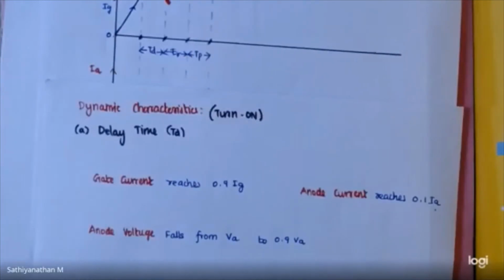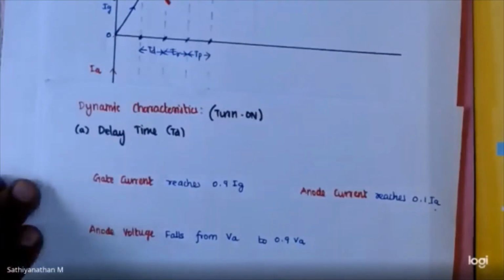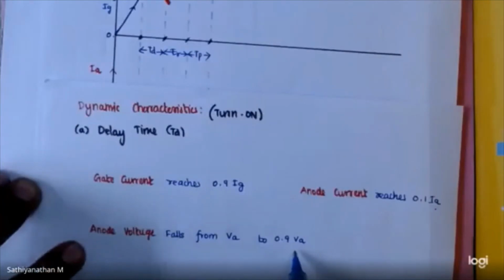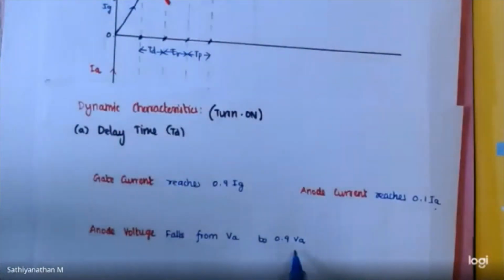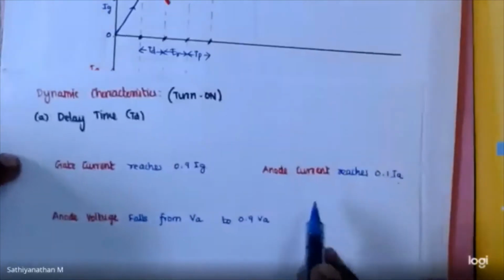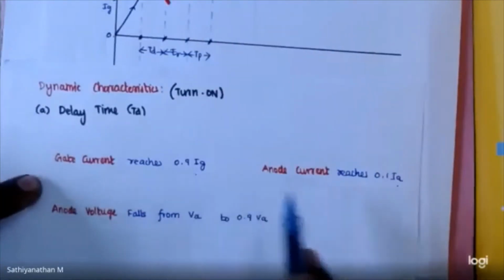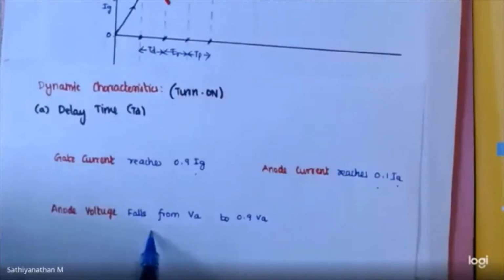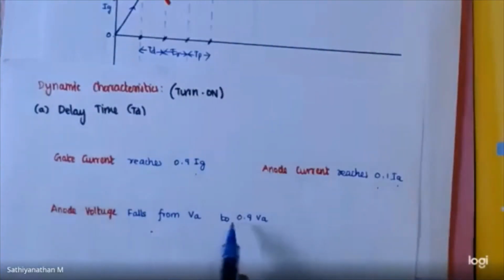So the time taken by an SCR to fall from the maximum value of your anode voltage to 90% of your anode voltage. There is a delay. There is a transition delay from the actual off state to on state. So that is why we are calling it as delay. So the time taken by a device to reach its maximum value. So gate current reaches maximum, the anode current is still minimum, and your anode voltage starts to decrease from maximum to 90% of its value.